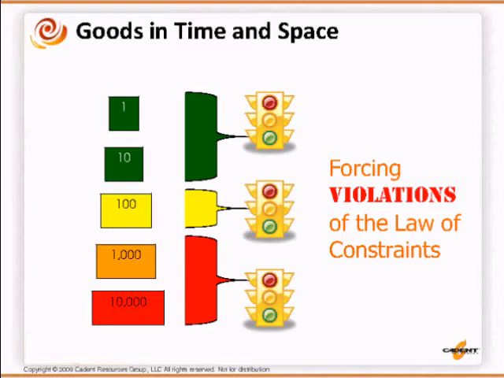Goods, again, remember, move in space and time. So if you order more and the information moves fast, you're forcing a violation of the law of constraints by having your information also be faulty. If you order 1 to 10, that's like a green light. We can do that. We can make that happen. If you order 100, maybe that's a yellow light, and that's iffy whether we can do that. If you're ordering 1,000 units or 10,000 units, then perhaps you're saying, oh my God, that's getting into orange, which is a mix of yellow and red. Or when you're at 10,000, you're definitely in the red zone.